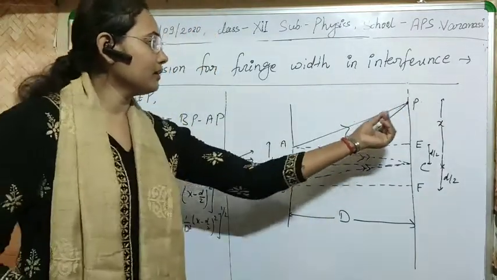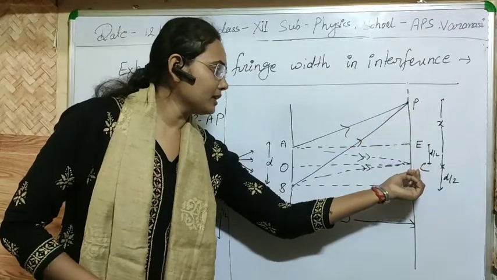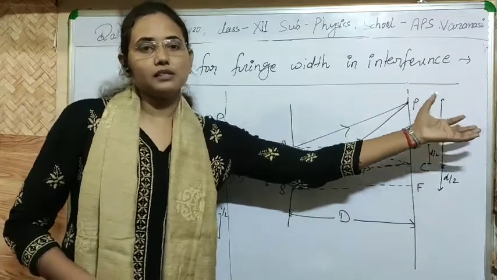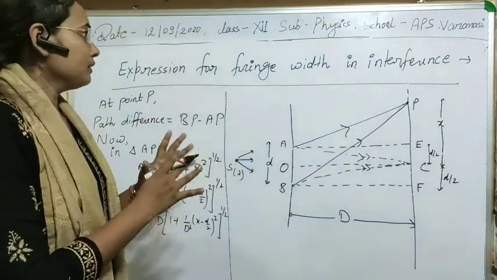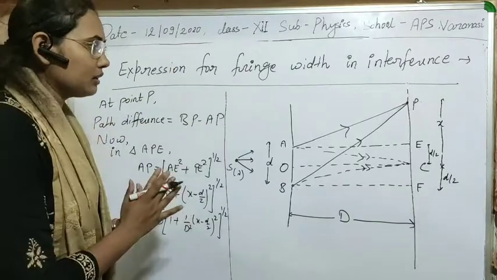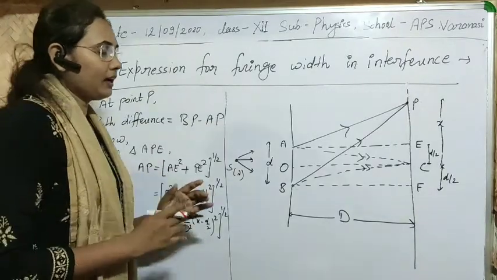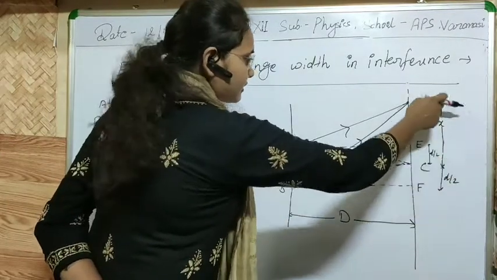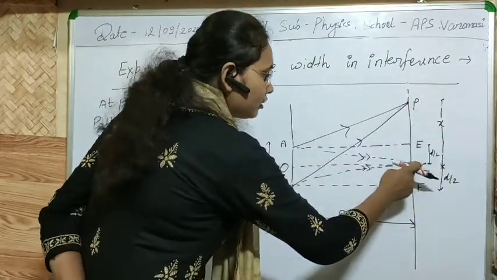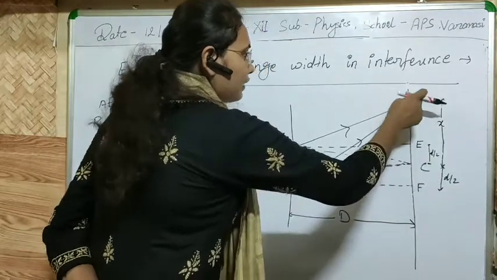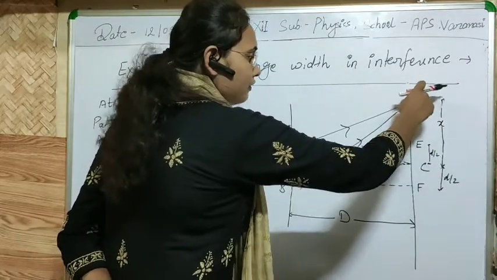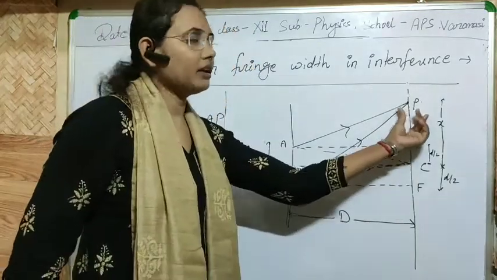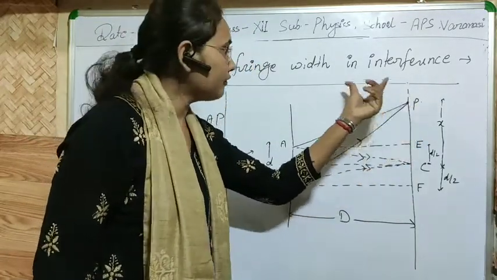So if they are reaching point P and point C, then definitely we will have some fringe pattern, some fringe shift. So what will be the fringe width in that case? Simply, if you want to calculate fringe width, then we have to calculate this distance x. This is the point of central maxima, and we have to calculate the distance of central maxima to this point P.